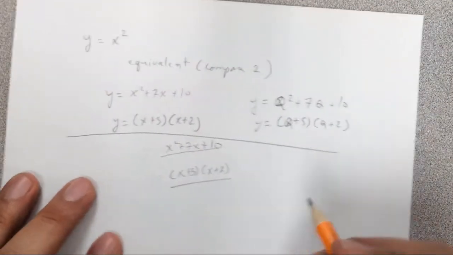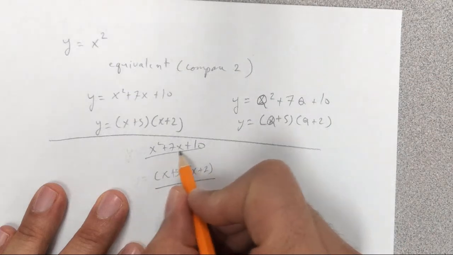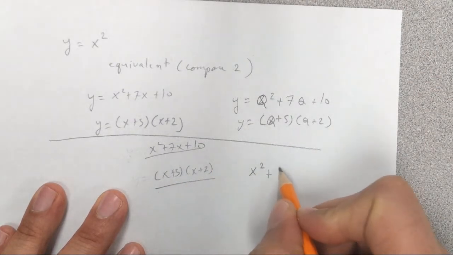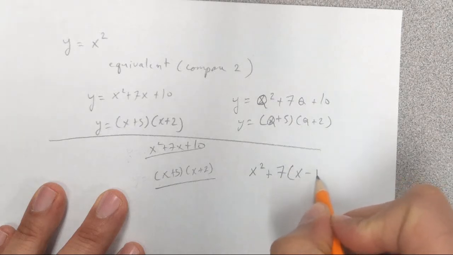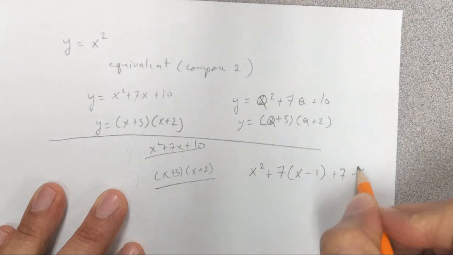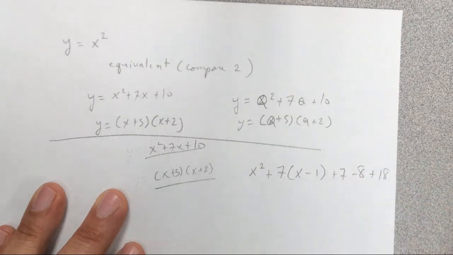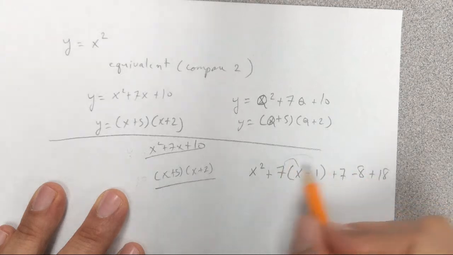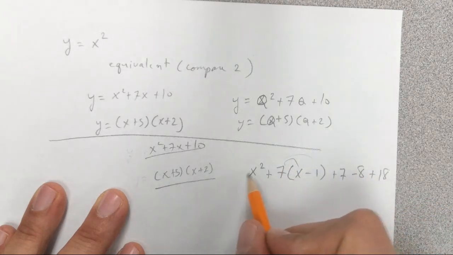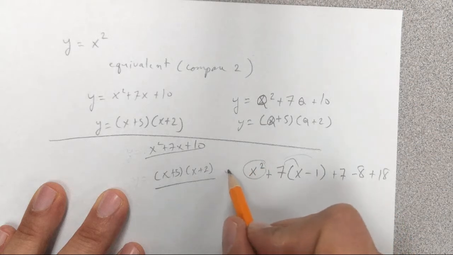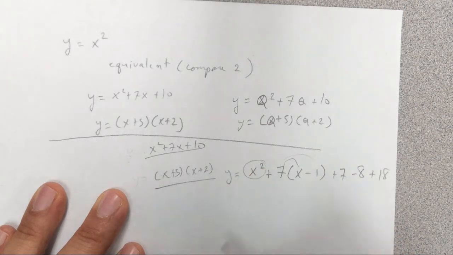One last way they try to be kind of tricky is, instead of saying x squared plus 7x plus 10, they'll make it look really crazy. X squared plus 7, x minus 1 plus 7, minus 8 plus 18. Something like that. And then they expect you to want to go multiply and do all that kind of crazy stuff on it. But this is an expression, and it has an x squared, so all you really got to do is put a y equal to in front of it, and then check to see if it's the same or not.